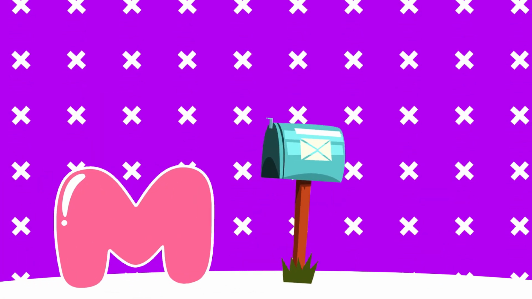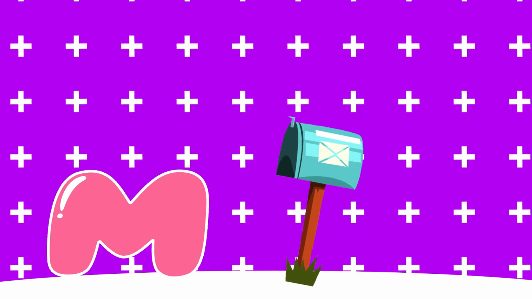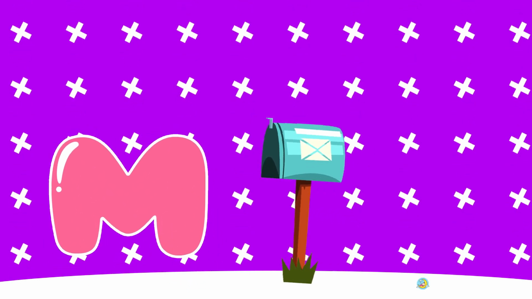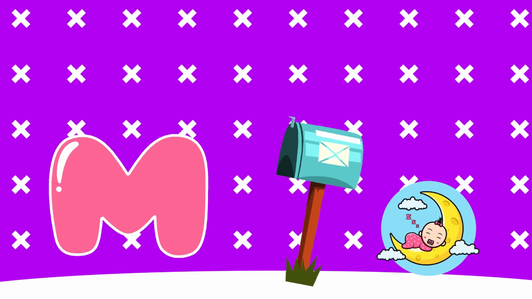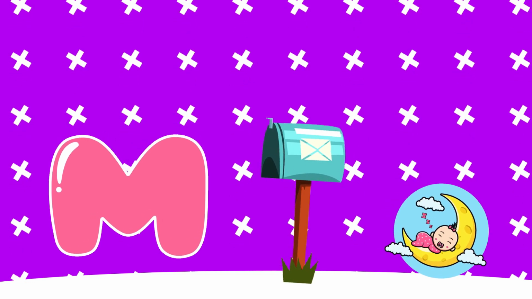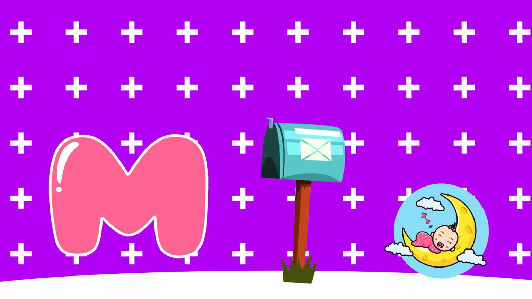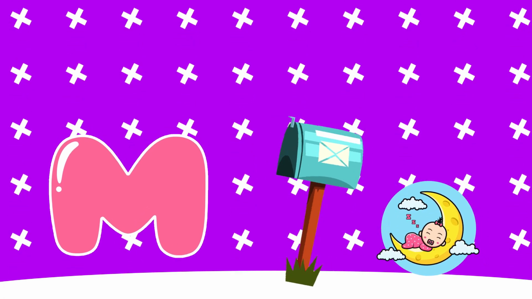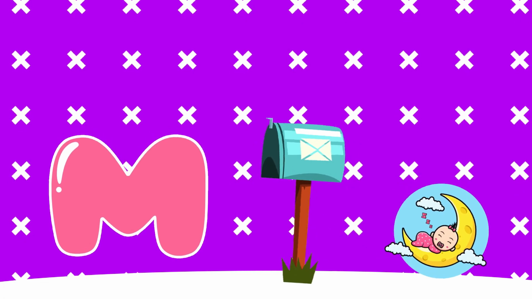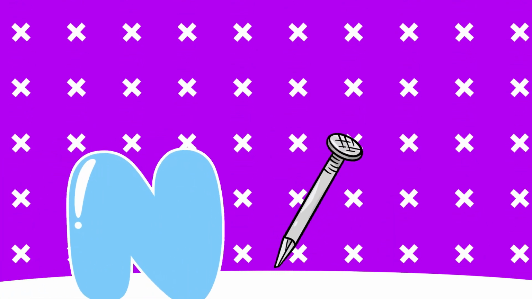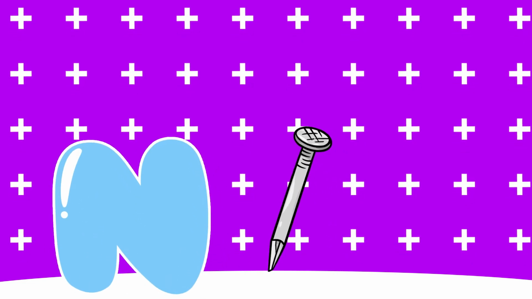M is for mailbox. M is for moon. M is for mailbox. M is for moon. N is for nail.